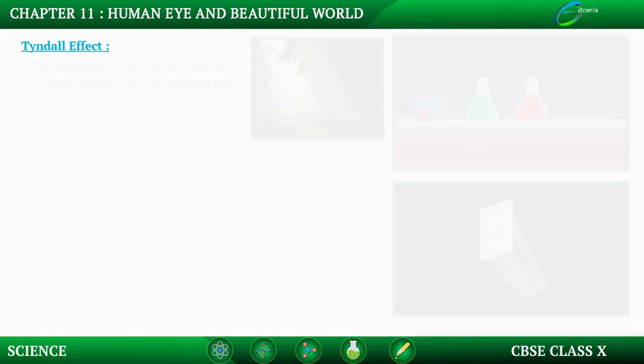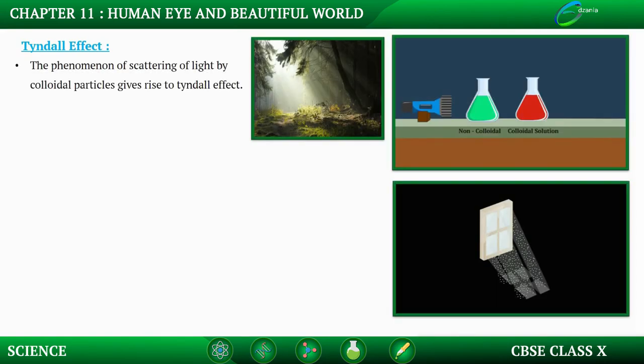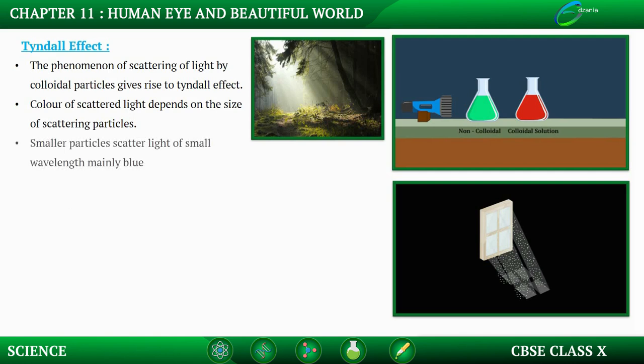We have discussed the phenomenon of scattering of light by colloidal particles, and this is known as the Tyndall effect. In nature, we know that the scattering particles can be of varying size, and the color of scattered light depends on the size of the scattering particle, because different color light will have different wavelength. Smaller particles scatter light of small wavelength, mainly blue. And particles of larger size can scatter light of larger wavelength.